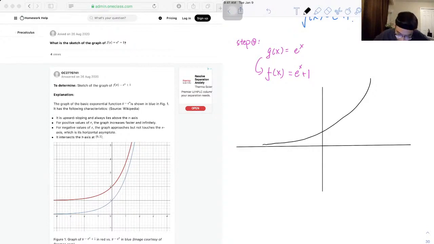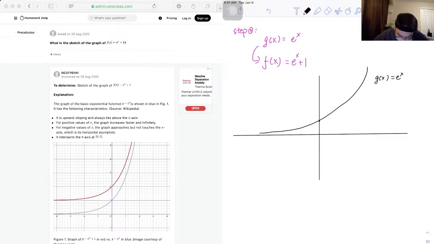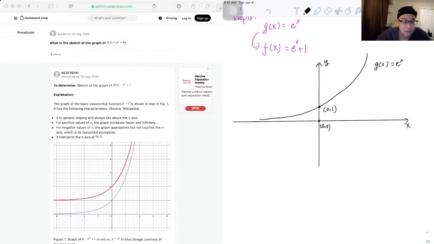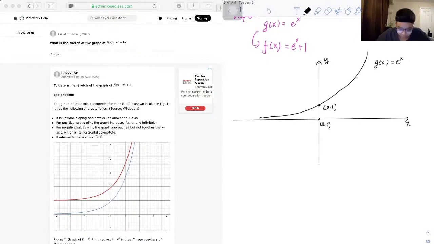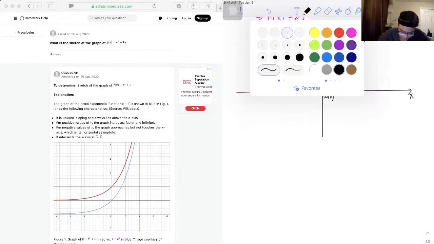So that's g(x) is equal to e^x, where it intersects the y-axis at 0, 1, the coordinate is 0, 1, and it will infinitely get close to the x-axis, but never cross it. Oops, x, y, and this is 0, 0. All right. And so that's the sketch for g(x), and some characteristics for g(x). I'll write it on here.